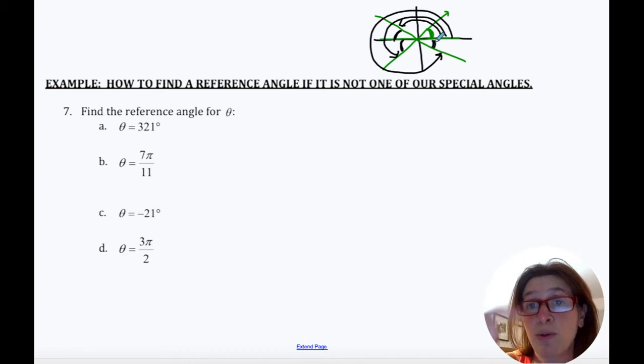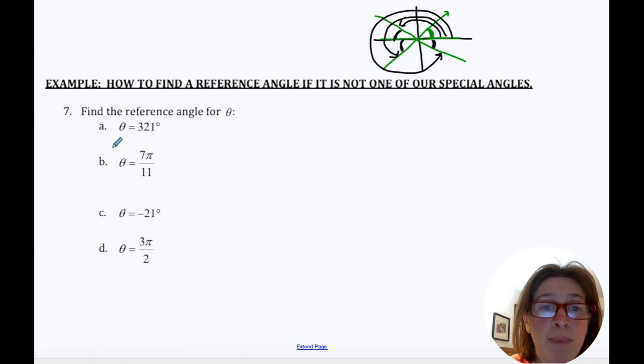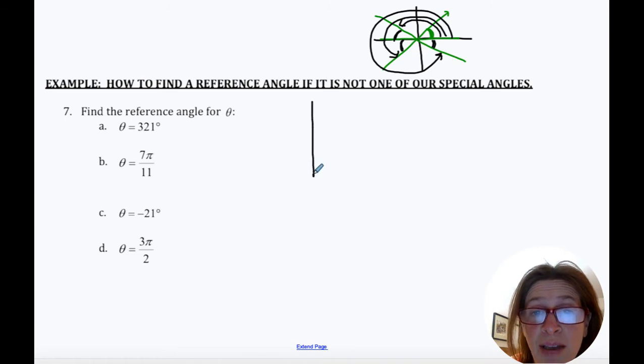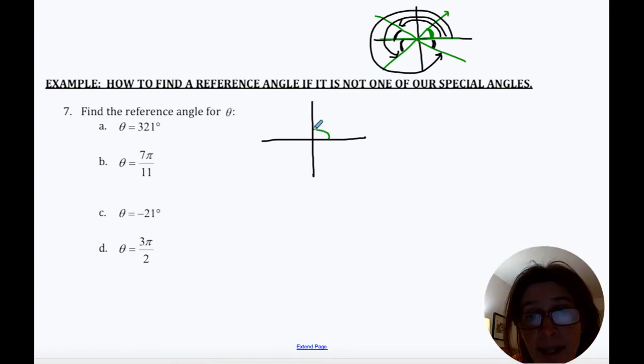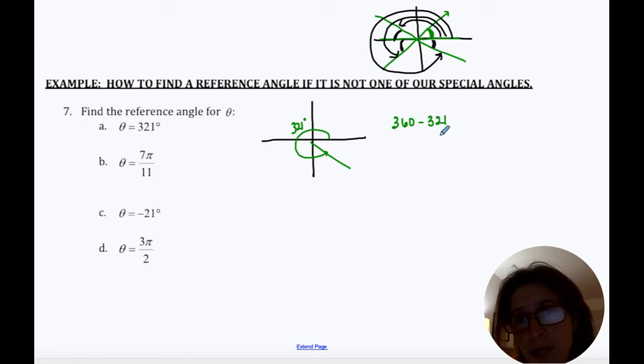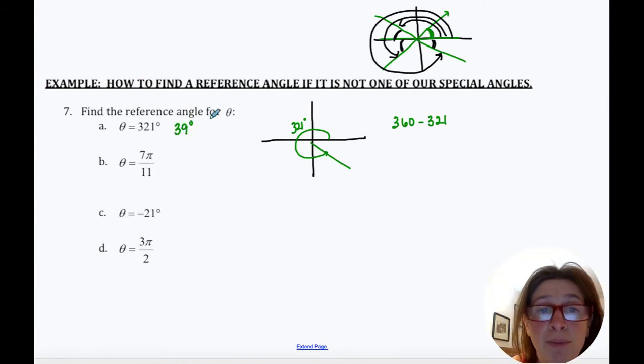So it's the angle formed with the x-axis as one of its sides. So its terminal side and the x-axis are the sides of the angle. All right, so for example, if I want to find the reference angle for theta equals 321, that's not a unit circle angle. So let's think about it. I'm going to draw it. 321 is right in this quadrant right here. That's 321 degrees. So its reference angle would be 360 minus 321, which is 39 degrees. Okay, so that would be the reference angle.